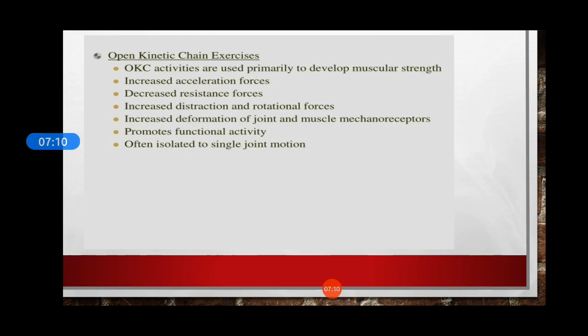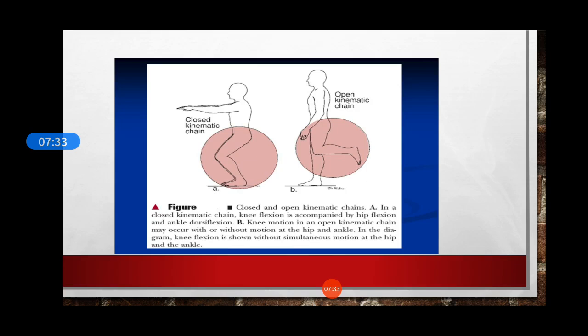The open kinetic chain exercises are used primarily to develop muscle strength because they use increased acceleration forces and decreased resistance forces, there is increased distraction and rotational forces, and there is increased deformation of joint and muscle mechanoreceptors. They mainly promote functional activities and are often isolated to single joint movements or motion. Here you can see closed and open kinetic chain exercises. In figure A, you will see a closed kinetic chain where the distal segment is fixed, and in B, you will see an open kinetic chain exercise.